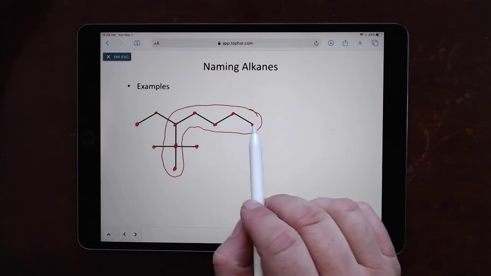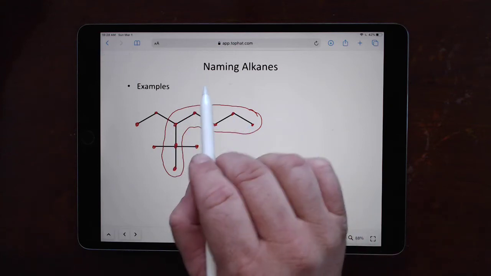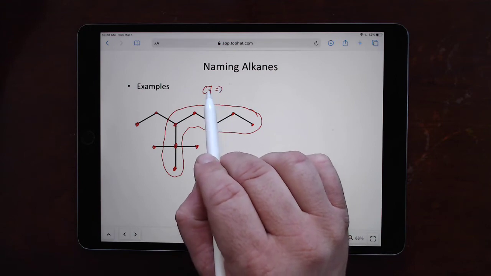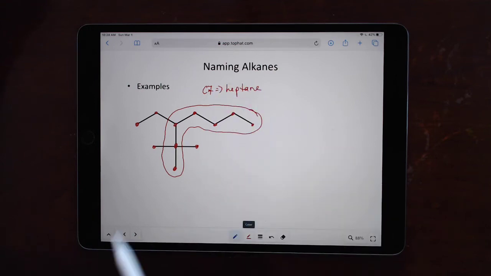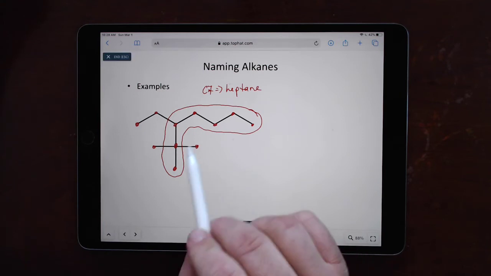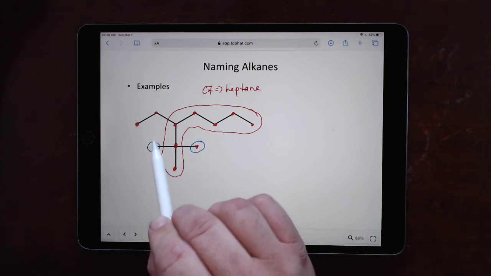And so for this one, we count 1, 2, 3, 4, 5, 6, 7. So C7, so it would be heptane. Okay, and so for the side chains, we have methyl, methyl, ethyl.